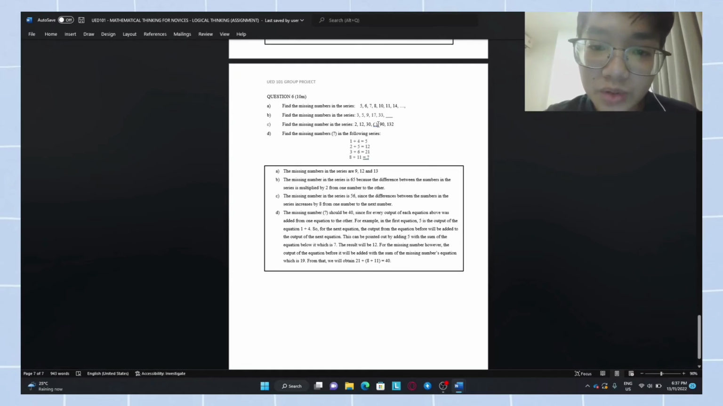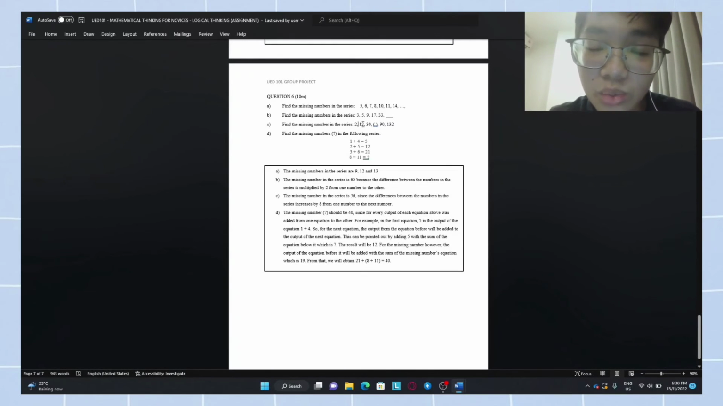And to prove that the next number will be 90, we can add the difference of 56 and 30 by 8. We add the difference before the number 56. We add the difference of 56 and 30 by 8. So 56 plus 26 plus 8 will be 90, because 56 plus 26 plus 8 equals 90. Because in this series, each difference between these numbers is added by 8.